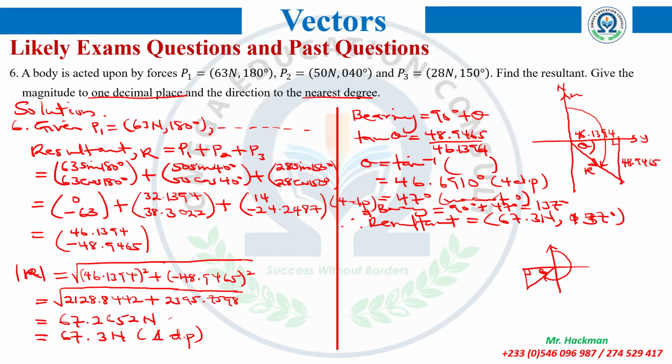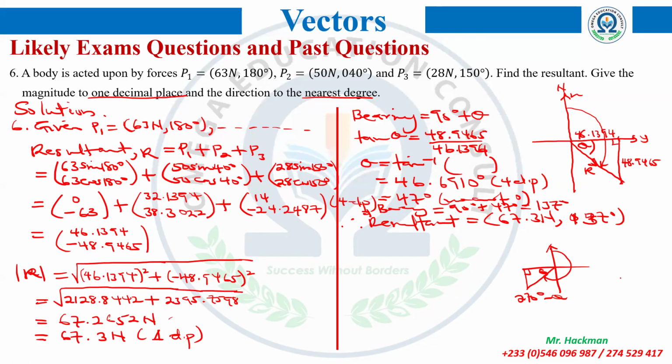Because you know the entire movement here, this will give you 270 degrees, then minus theta. That will give you only the distance or the angle here. Is that clear?